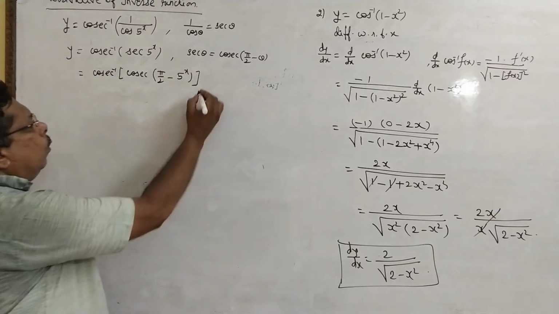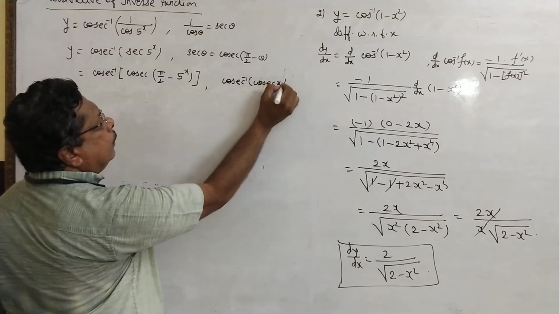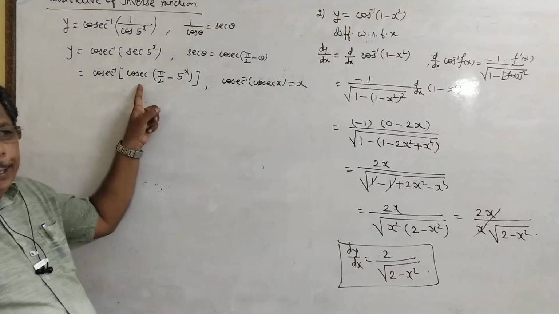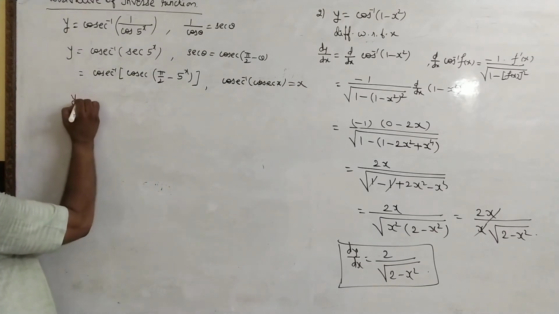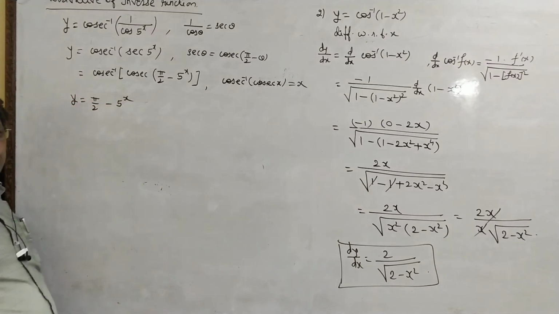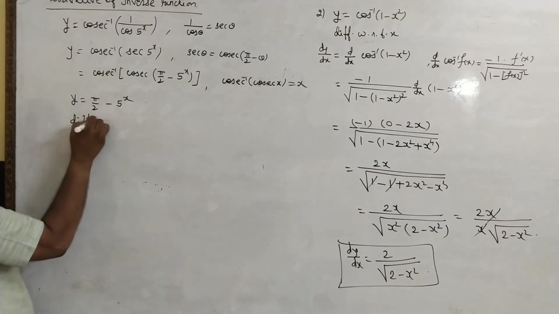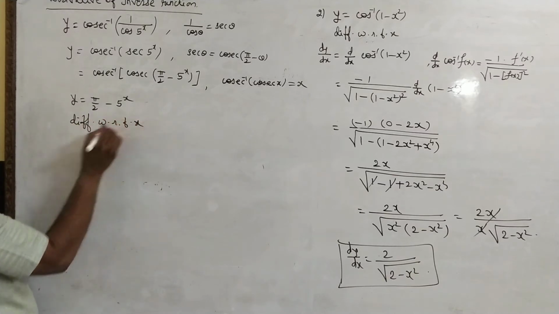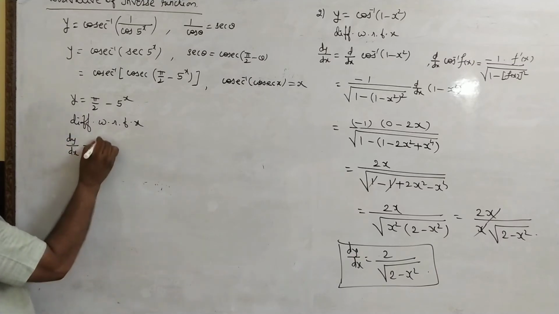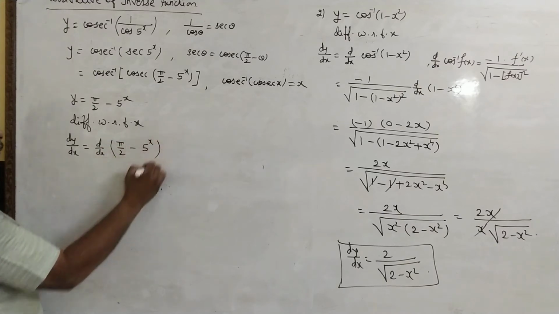And we know that cosec inverse cosec x is equal to x. Cosec inverse and cosec get cancelled. Remaining is y is equal to pi by 2 minus 5 power x. And now differentiate this function with respect to x. Derivative of y with respect to x is dy by dx, here dy by dx of pi by 2 minus 5 power x.